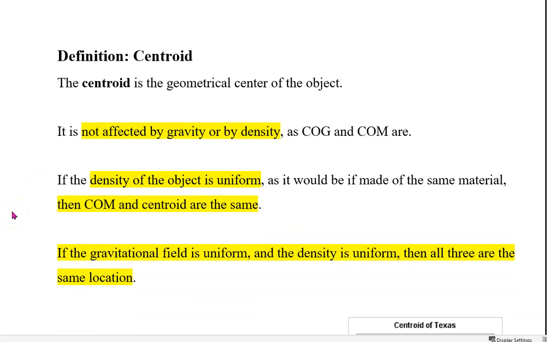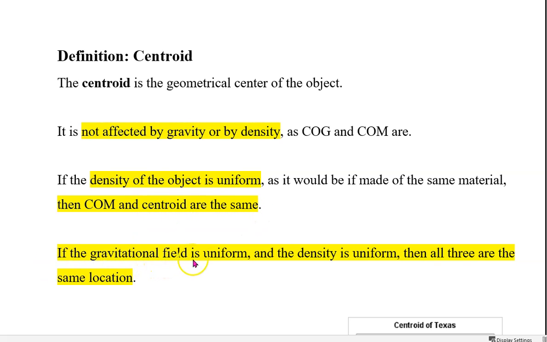Let's now talk about what a centroid is. The centroid, as it sounds, is the center, as in the geometrical center of the object. It is not affected by gravity, and it is not affected by density, as the center of gravity and center of mass are. It's just the average location of all the dots in the object. If the density of the object is uniform, as it would be if it were made of all the same material, all styrofoam, then the center of mass and the centroid would be the same location.